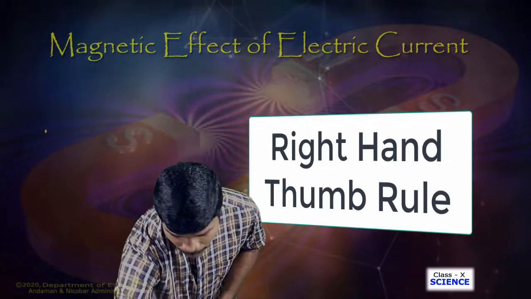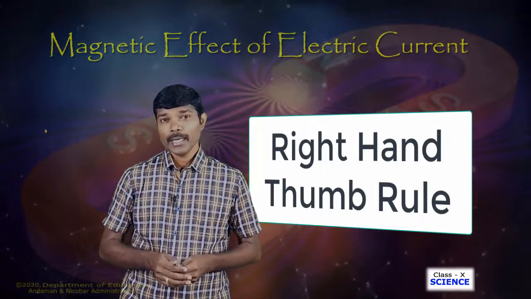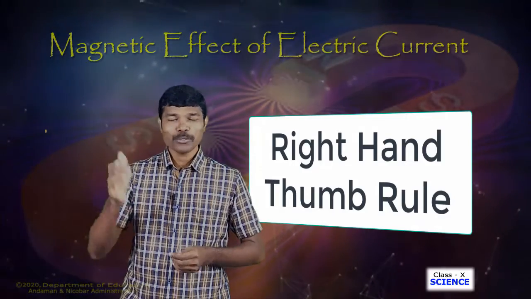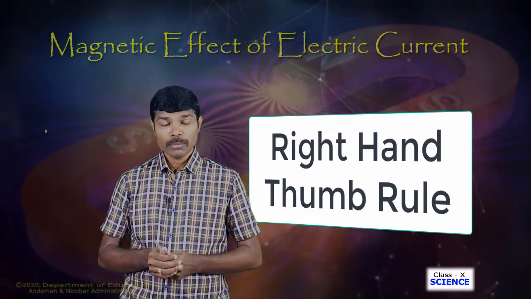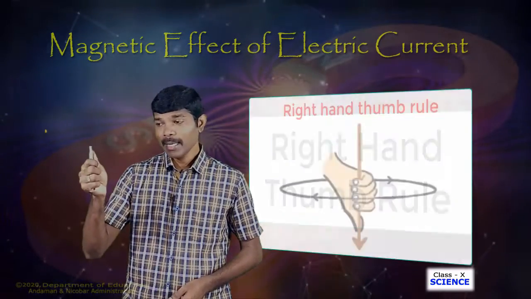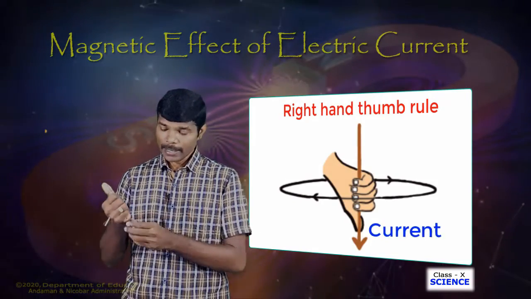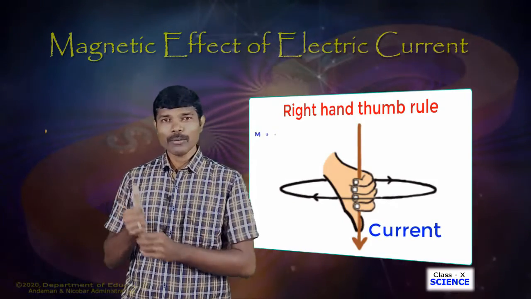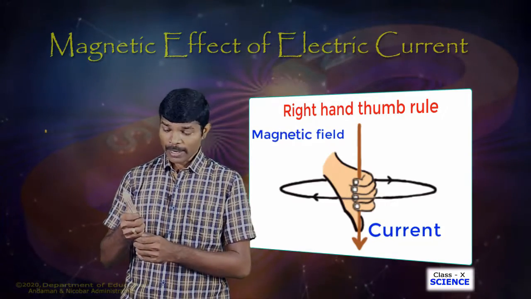Here I am having a straight conductor. Let us assume that this is a straight conductor and I am having a right hand, so the right thumb is also available. Let us understand now how the direction of the magnetic field could be found out. Hold the straight current carrying conductor this way. Here the thumb indicates the direction of electric current and the fingers wrapping around the conductor give the direction of the magnetic field. Then how can we understand this?